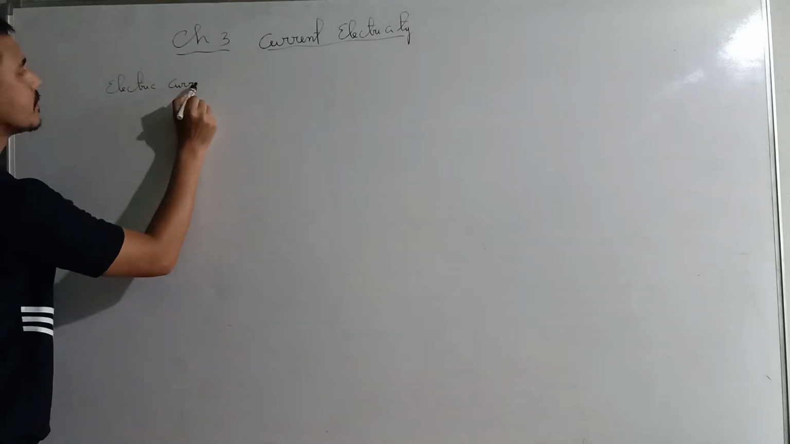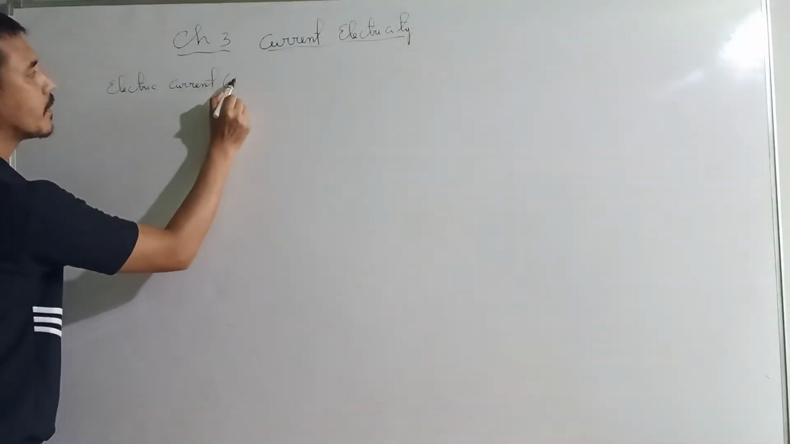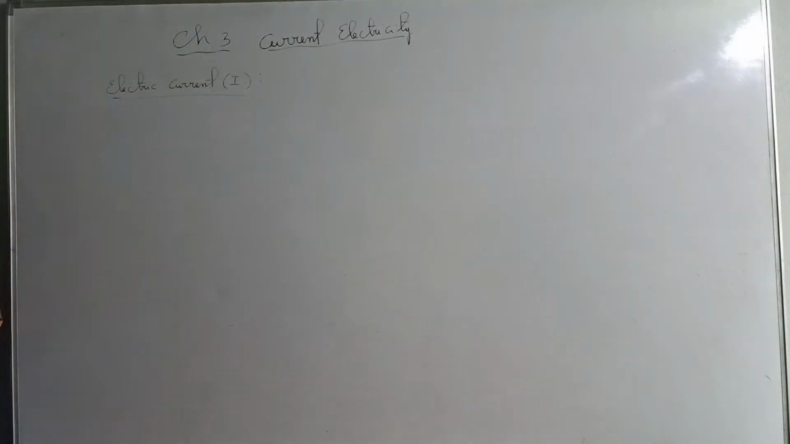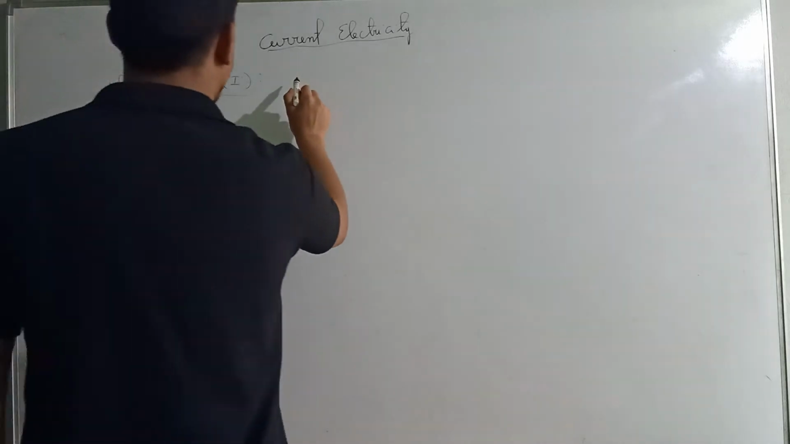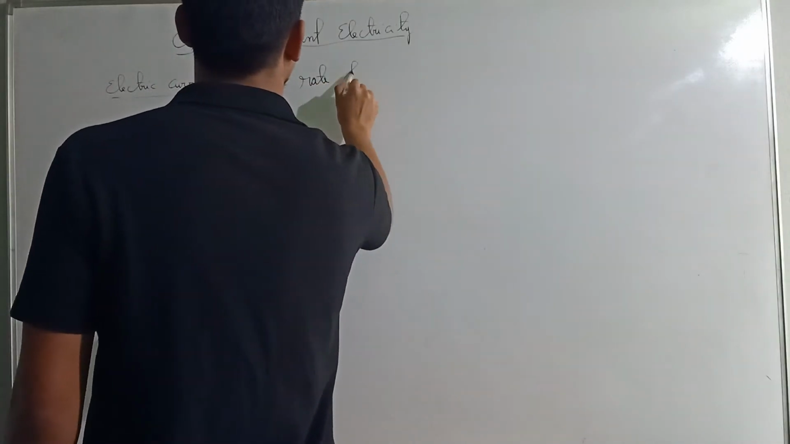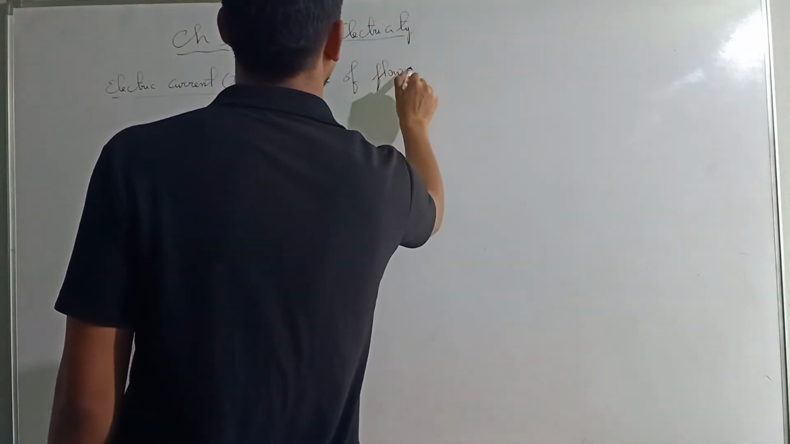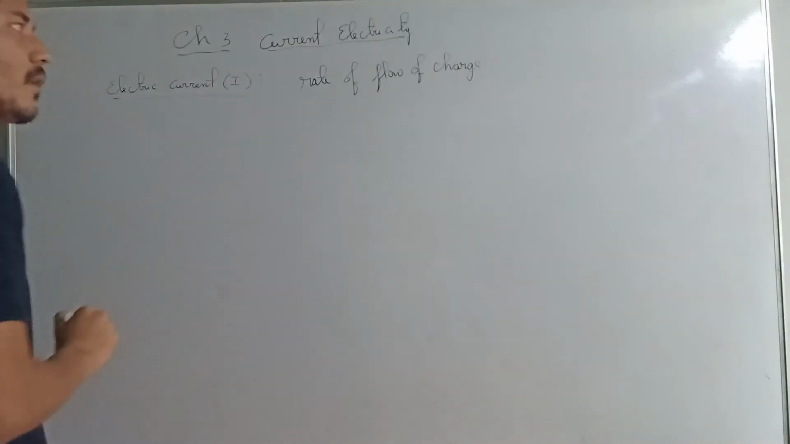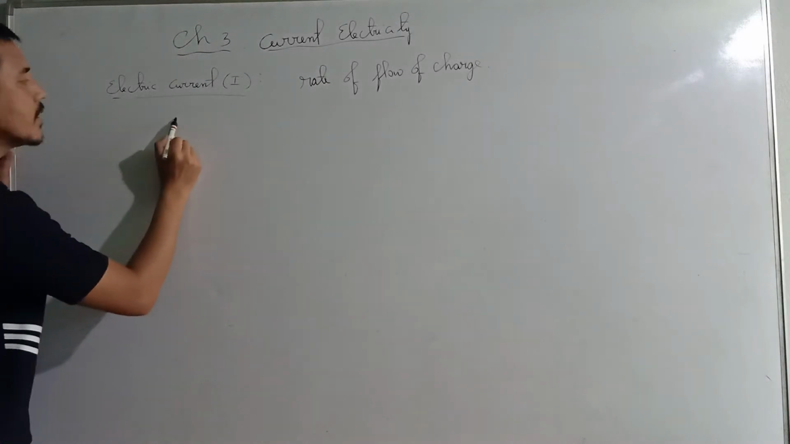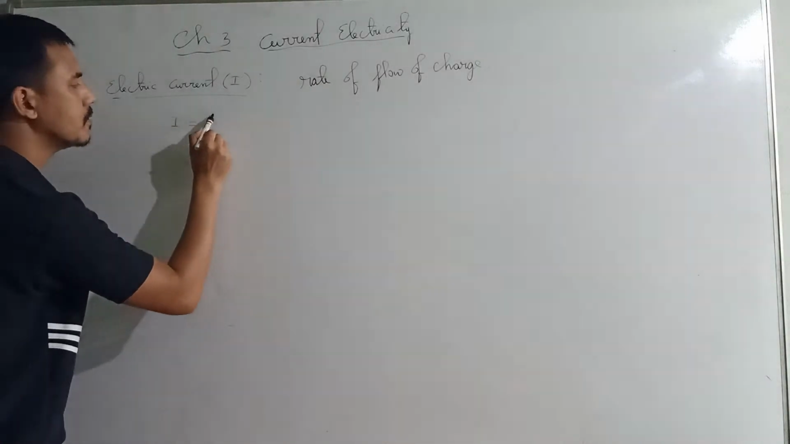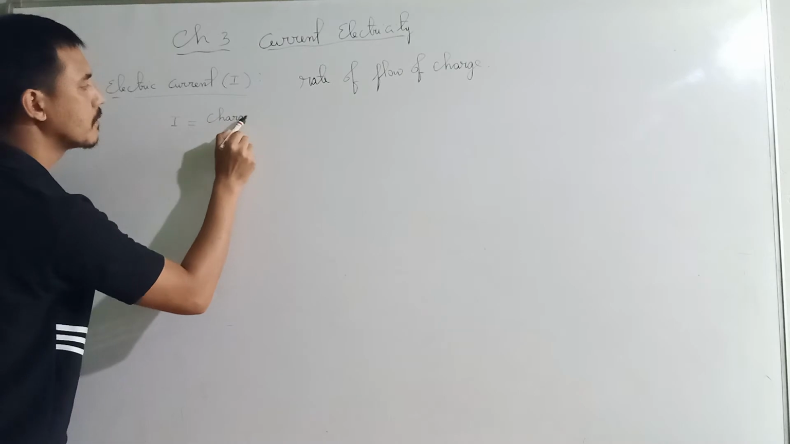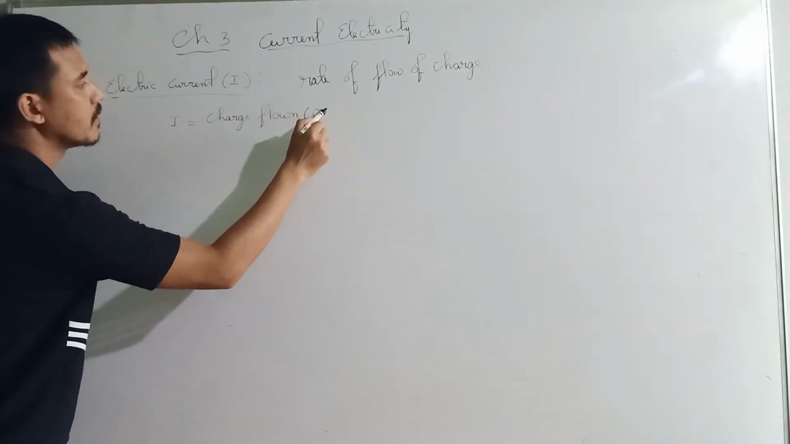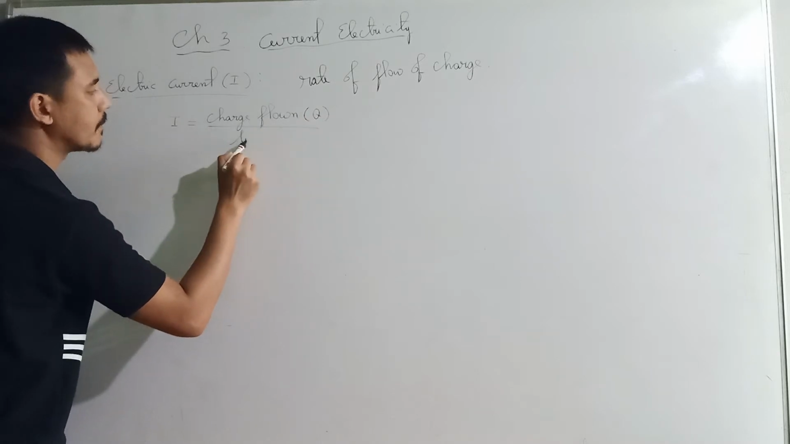Electric current, denoted by I. Okay. Electric current is defined as rate of flow of charge. Alright. So the electric current is equal to the charge flown Q upon time.